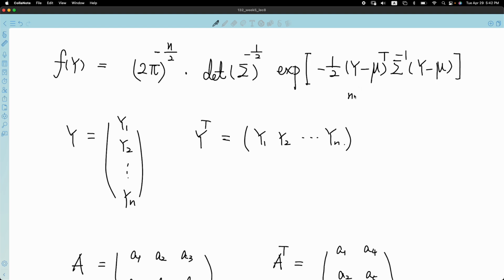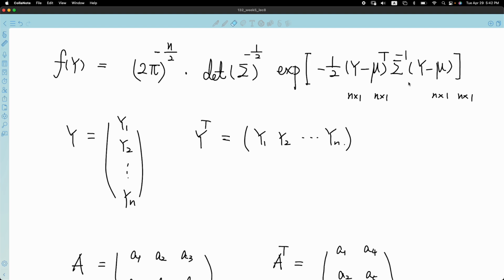Okay, and then here let me just comment on the dimension. You will have an n by 1 minus an n by 1, multiplied by n by n. So when you perform addition, subtraction, or multiplication, you need to make sure that their dimensions are aligning. Here, n by 1 minus n by 1 is a valid operation. It ends up with an n by 1 vector.